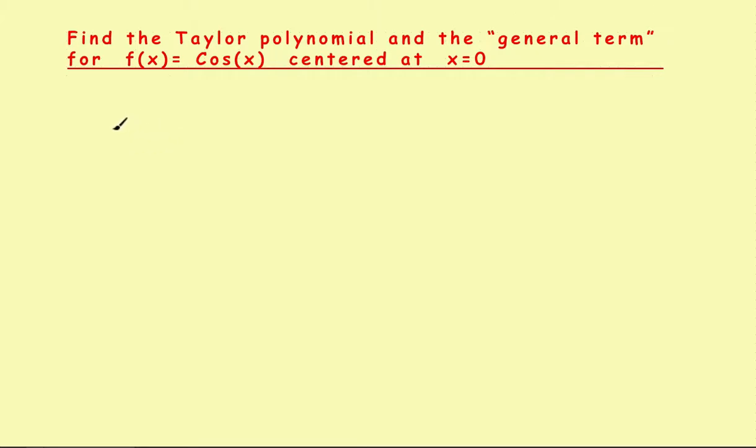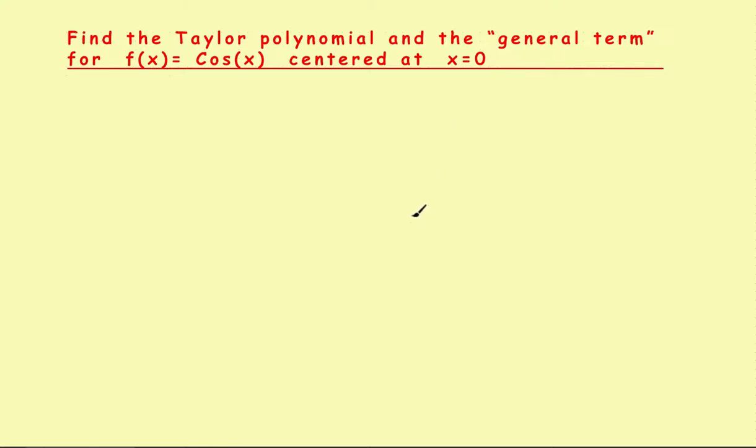Okay, in the last video, we did a Taylor polynomial for the sine of x, and this time we're going to do the same thing for the cosine of x. Now we'll make the same assumptions that we did last time. We've got a cosine function. It will be centered at x equals 0, and we want to find the Taylor polynomial and also the general term. And then after we find the polynomial, we'll look at it graphically to see what the thing looks like.